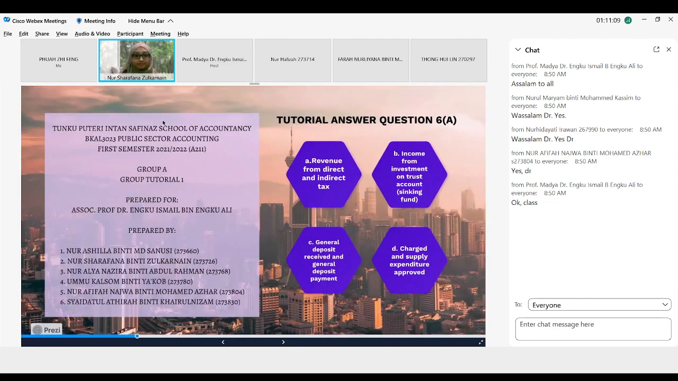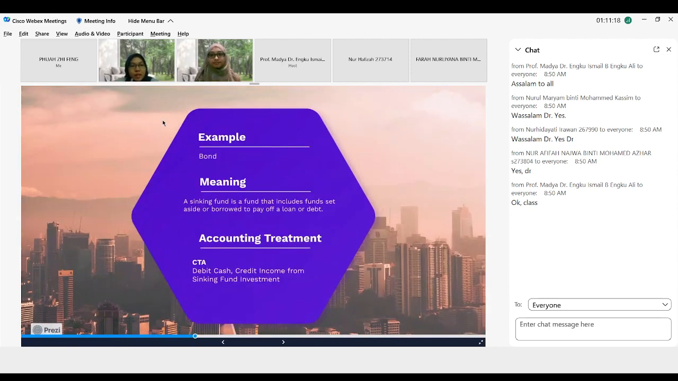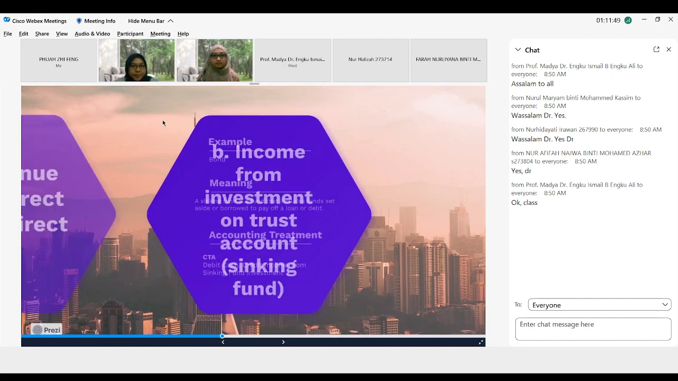Alright, for the next transaction is the income from investment on trust account. So the meaning of this transaction is a fund that is set aside or borrowed to fund a future capital expenditure or for the repayment of long-term debt. And the example of this transaction is bond. And lastly, the accounting treatment for this transaction is debit cash and credit income from sinking fund investment. That's all for question 6B.